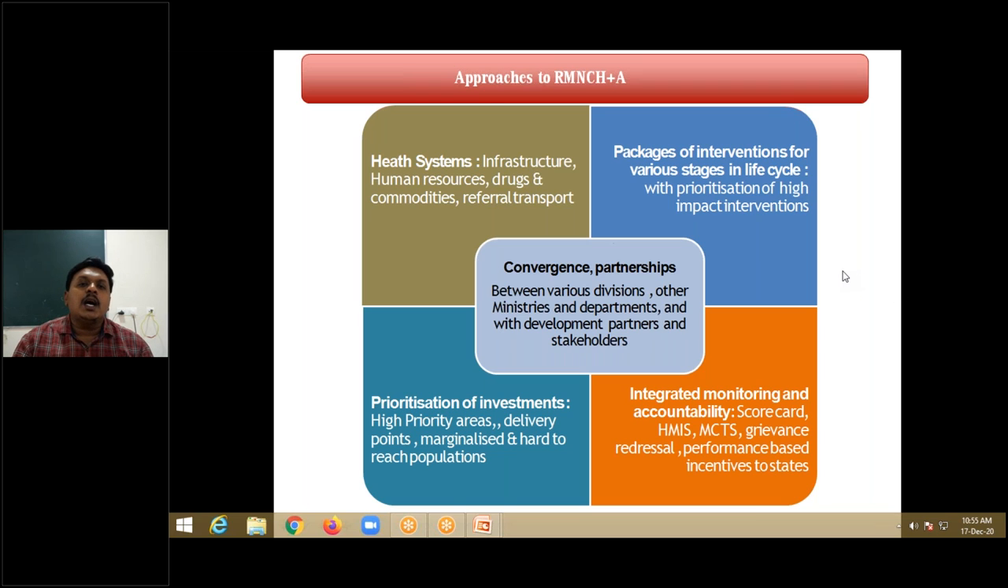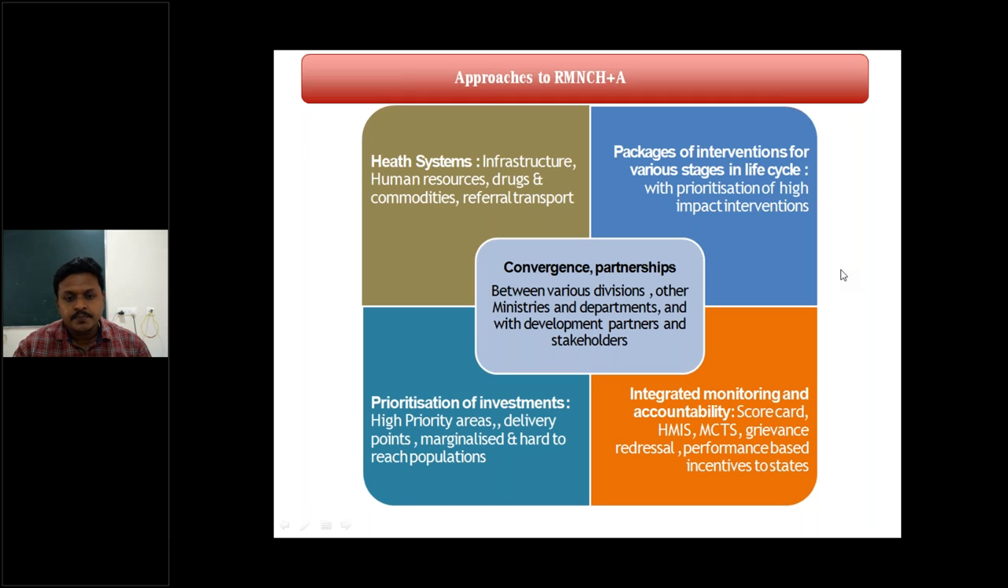So what are the approaches to RMNCH plus A? By convergence and partnerships, as already told you, various partnerships have been taken care of in this program. That is between various divisions, other ministries and departments, and with the development partners and stakeholders, as you all know. Then a health system which includes infrastructure, human resources, drugs and commodities, and referral transports.